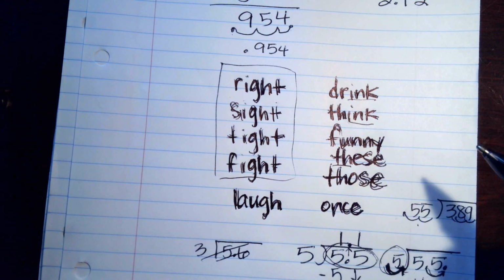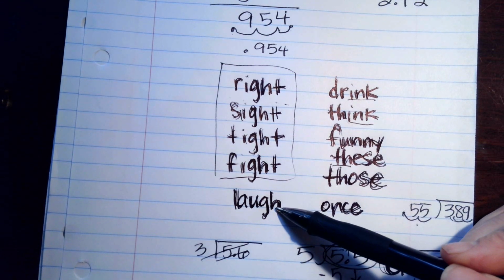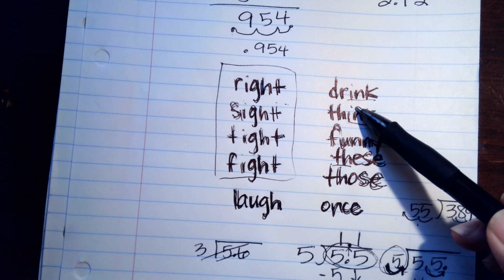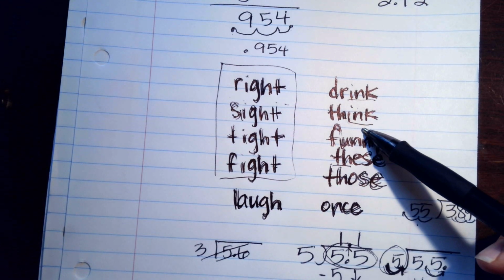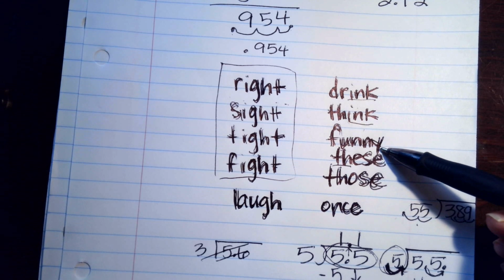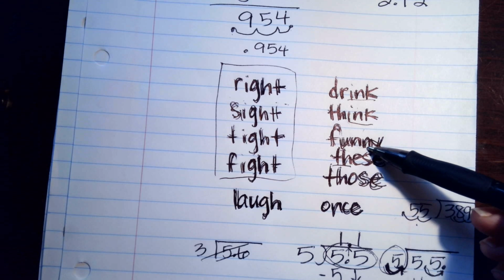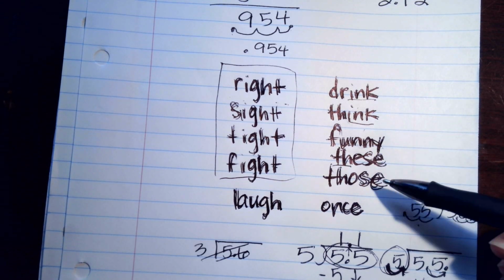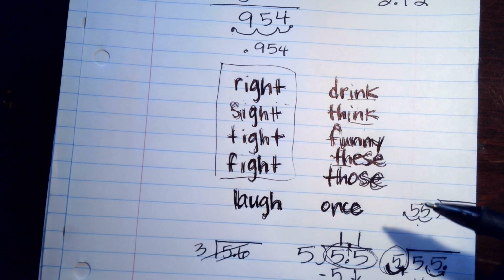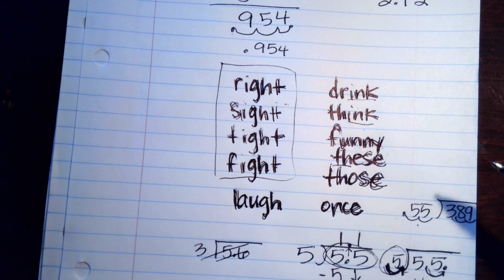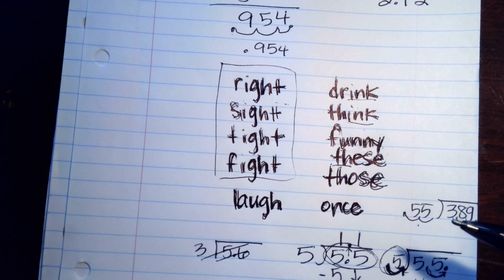IGH makes I, sight word laugh, drink, think. Funny makes sense. Y can make the sound of E. It is a double N. These and those, TH makes th, and then the E makes the vowel say its name. So in these, it is the E, and in those, it is the O. And then once is a great big mess. Doesn't make sense, and we just have to memorize it.